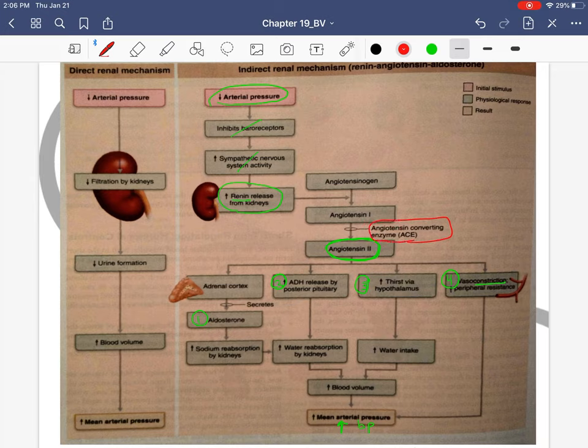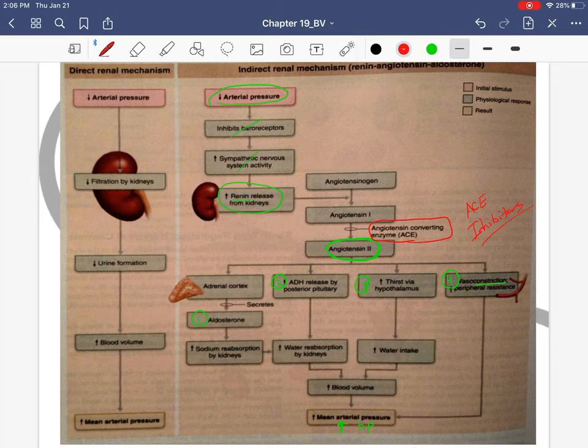I'm going to make another point here, but you do not have to know it for the test. If you see here, there's something called angiotensin converting enzyme, ACE. Again, this is not going to be on the test. There's a class of medications called ACE inhibitors. These are usually used to treat high blood pressure.